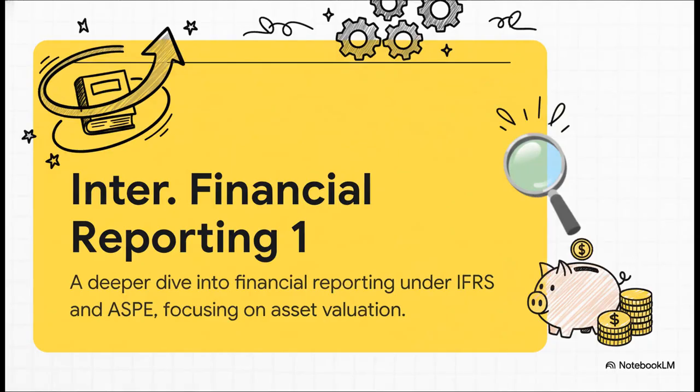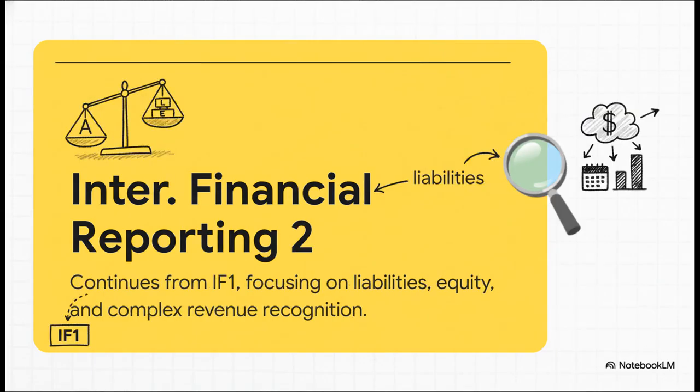First up in the core is Intermediate Financial Reporting 1. This course takes what you learned in the intro class and goes way deeper. You'll get into the nitty-gritty, complex rules for how to account for a company's assets. And right after that, you have Intermediate Financial Reporting 2. This is basically the other half of the puzzle. It focuses on liabilities and equity. Plus, you'll tackle some really tricky topics, like how and when a company is allowed to recognize the revenue it's earned.